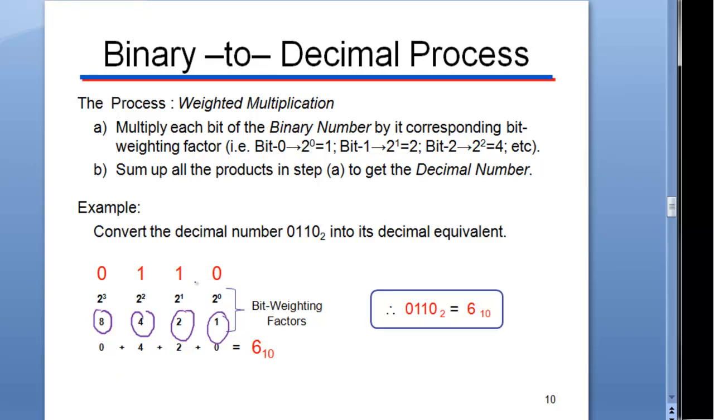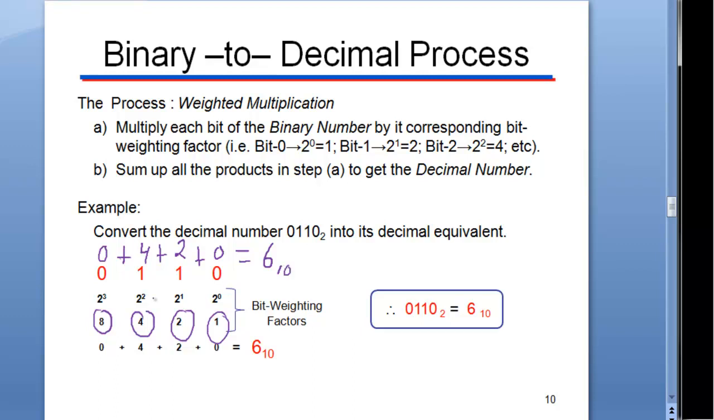Okay, so what you look at is the ones place. How much do I have in the ones place? I have nothing, so I have 0. And these just add up. In the twos place, I have 1, so this is worth 2. In the fours place, I have 1, so this is worth 4. And in the eights place, I have 0. So I have 0 plus 4 plus 2 plus 0 equals 6 base 10. Okay, that's how that works.